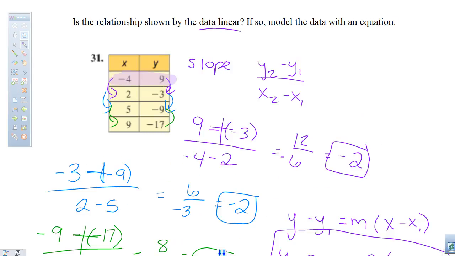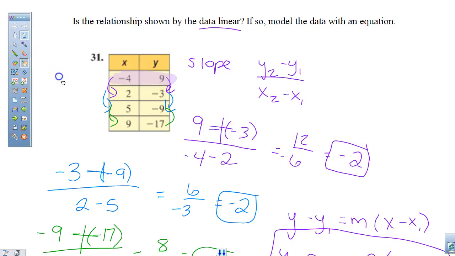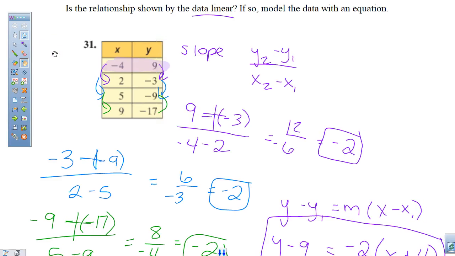And when you turn to the next page, you guys are going to notice that again, I accidentally made a mistake and I left all the work here. So we're going to go through and I'm going to just explain each of the pieces of work. Because you're going to have to do this on your homework. The question wants to know, is the relationship shown by the data linear? If so, model the data with an equation.